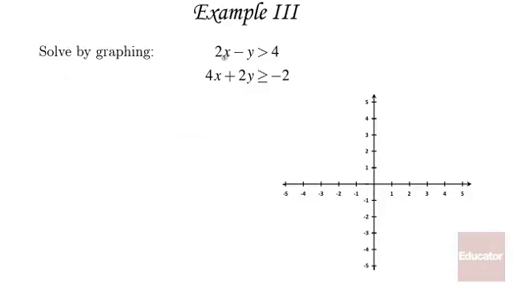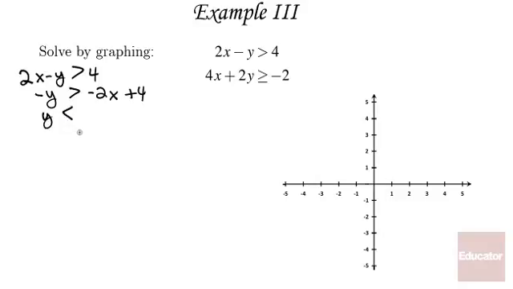Okay, example 3. 2x minus y is greater than 4 is my first inequality. And one thing that I see right away is that this is not in the standard form we usually use. So I'm going to work with this to put it in the standard form where y is isolated on the left. And that's going to give me negative y is greater than negative 2x plus 4. Now, I have to divide by negative 1. And recall that when you divide an inequality by a negative number, then you have to reverse the direction of the inequality symbol.